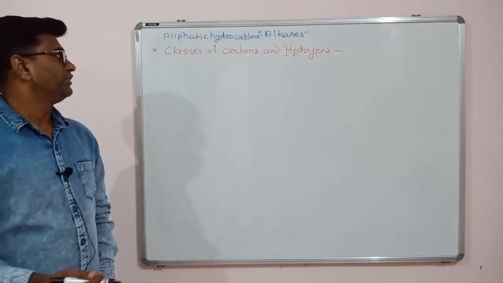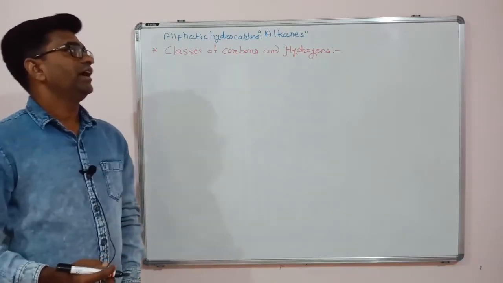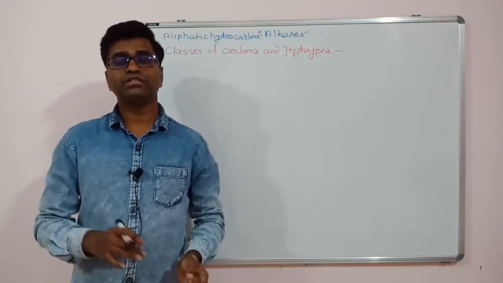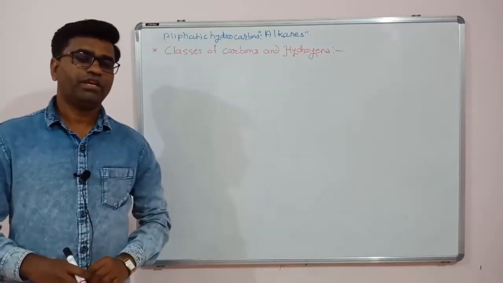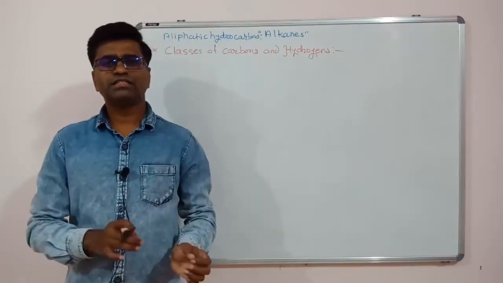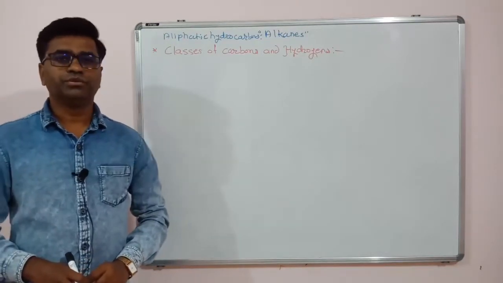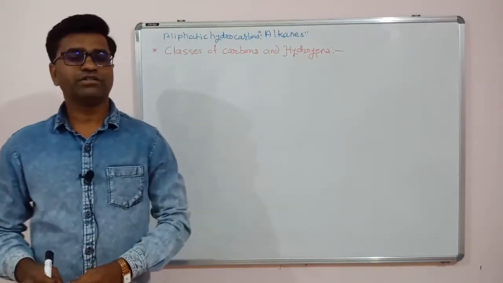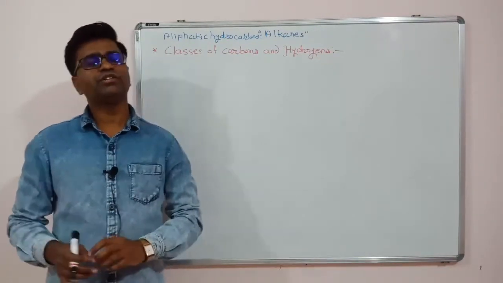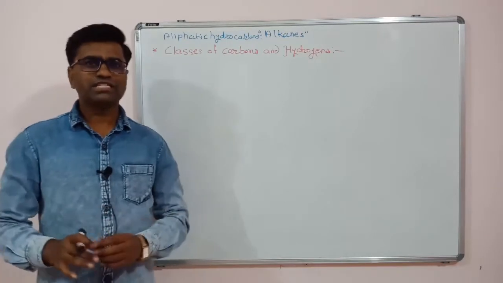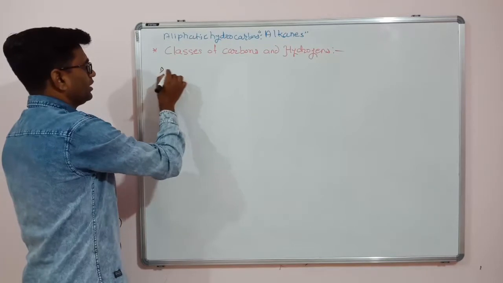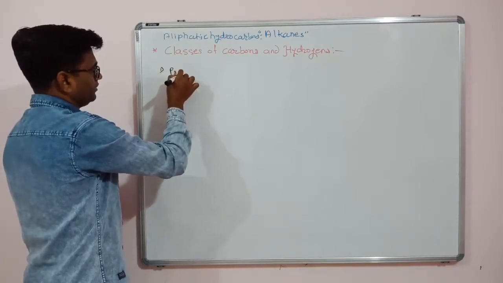So we will start with the classes of carbons and hydrogens. Friends, as we know, hydrocarbons are the organic compounds which contain only carbon and hydrogen. So alkanes are hydrocarbons. The general molecular formula for alkanes is CnH2n+2, that is, saturated hydrocarbons. Friends, all carbons or all hydrogens present in the alkanes are not the same. They are classified. So how are they classified? First, primary carbons.